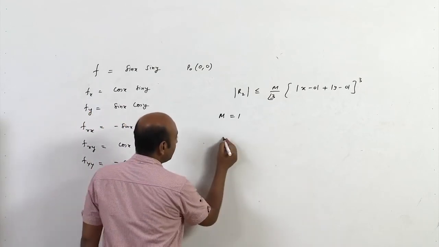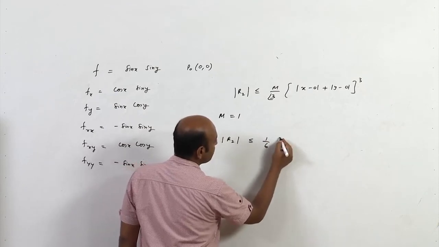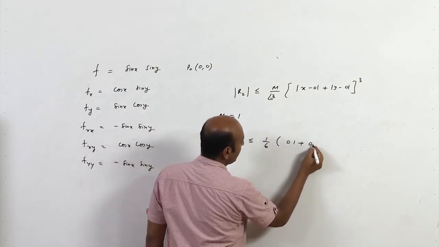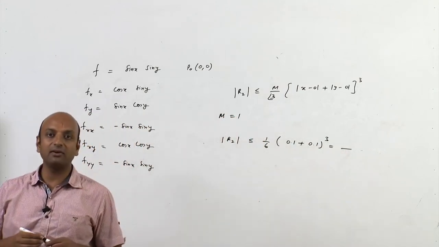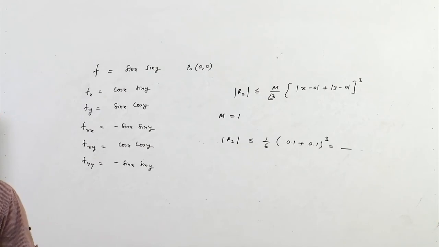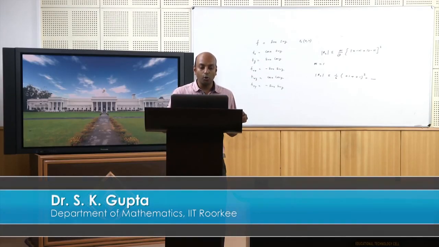So, we can say that mod of R2 will be less than equals to 1 by 6 into (0.1 plus 0.1) whole cube. So, we can simplify this and this will give the error bound of this quadratic approximation over this region R.